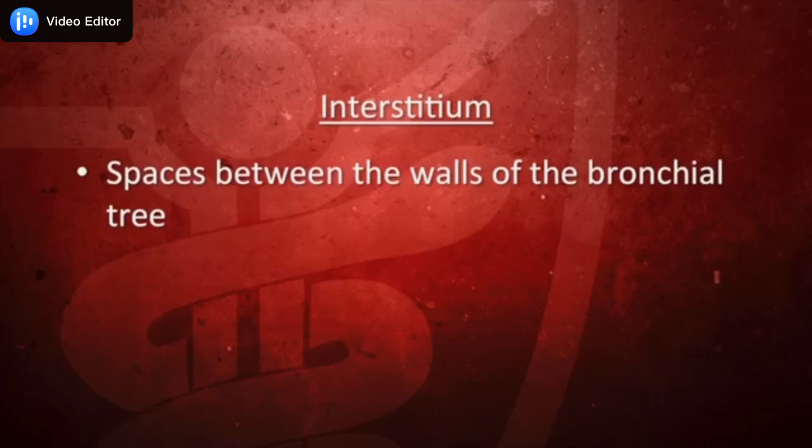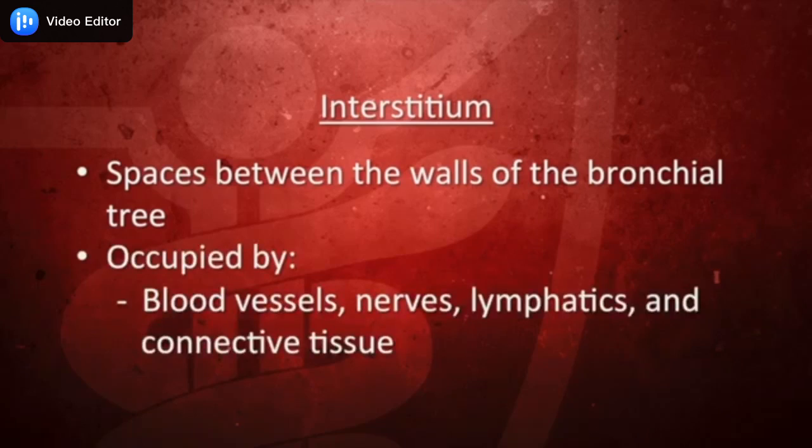A healthy, normal lung in cross-section looks like a sponge. There are myriad air pockets surrounded by the walls of the bronchial tree. Elastin fibers in these walls make the lung a very elastic organ. The spaces between the walls of the bronchial tree are collectively referred to as the interstitium of the lung. The interstitium is occupied by blood vessels, nerves, lymphatics, and connective tissue.